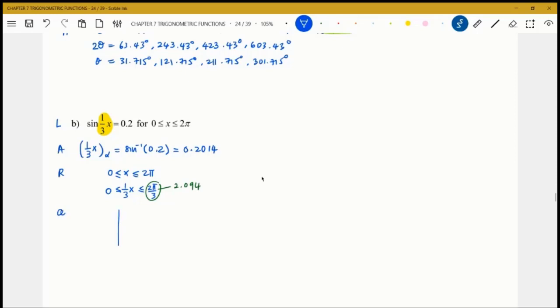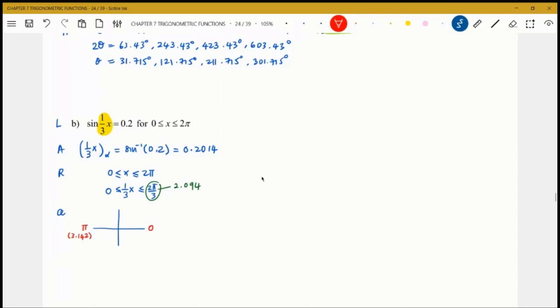Okay, so quadrant. So we have 0 here. Di sini adalah pi. Nilai pi berapa dalam decimal? Anyone? Dalam decimal nilai dia 3.142. Okay. So 2.094 dia kurang daripada pi.